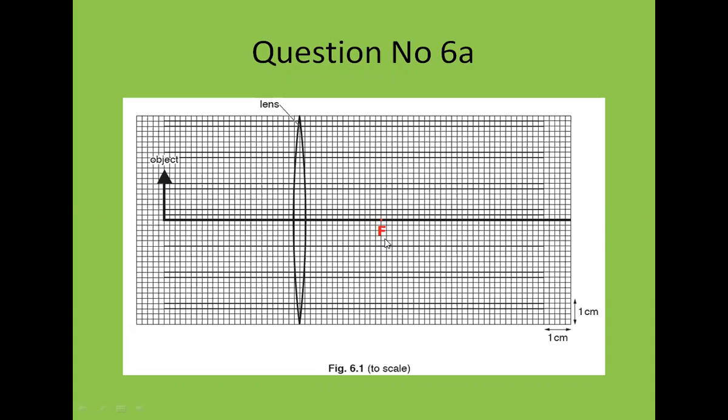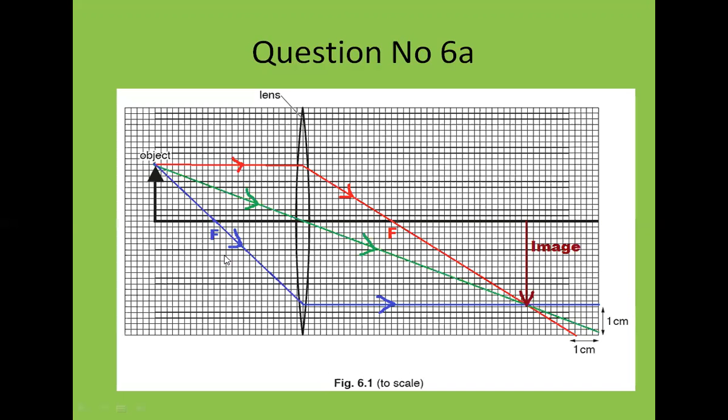This is the principal focus. I will call it F. Do the same thing on the left side also. Move 15 small squares, put a dot here and name it F. That's the first point you have to do.